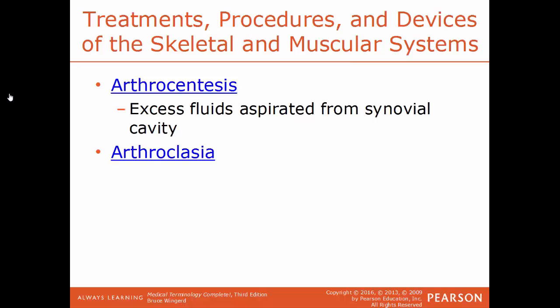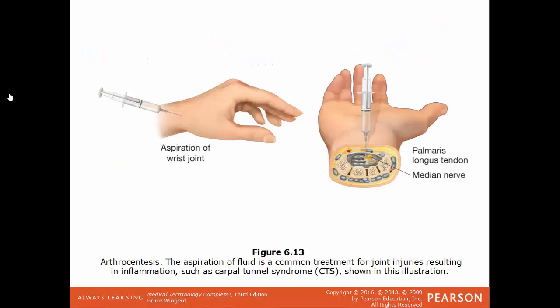The second term on here, arthrochalasia. This is the breaking up the adhesions that are found in a ankylosis. So whenever there's an abnormal stiffening or immobility of a joint, that is ankylosis. Breaking up the adhesions that are making this joint abnormal, that process is called arthrochalasia. All right, in this illustration, we have an example of arthrocentesis, using a syringe to withdraw fluid of the synovial cavity.